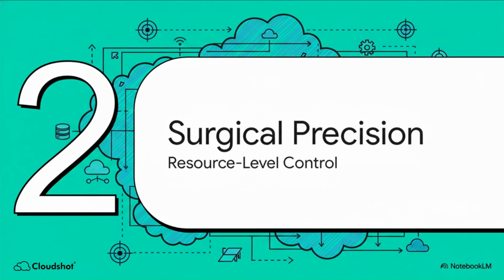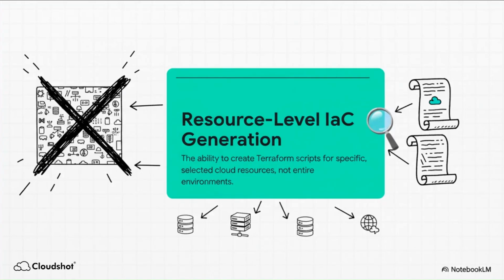Okay, but what if we could just move past all that frustration? Well, that's where this idea of surgical precision comes in. We're talking about a whole new way of getting absolute, fine-grained control over your infrastructure as code. And this brings us to a really key concept: resource-level IaC generation. All this really means is having the power to generate clean Terraform for the individual resources you pick, not the entire environment they just happen to be sitting in.